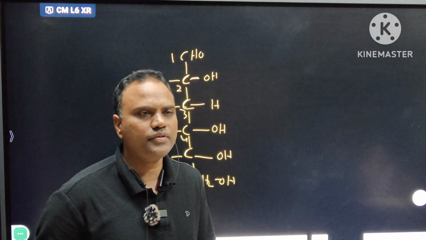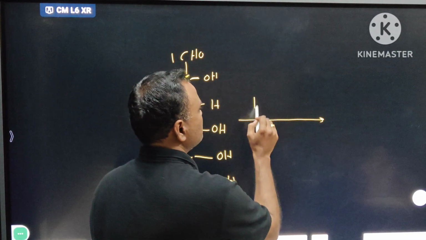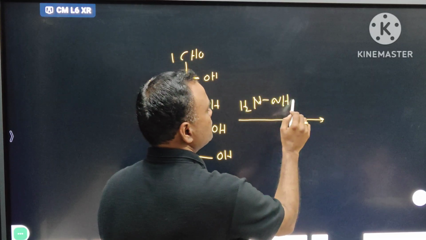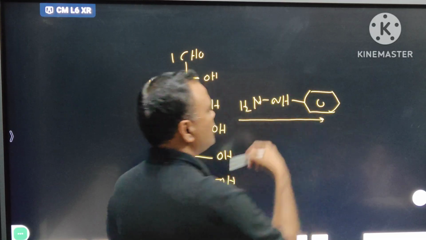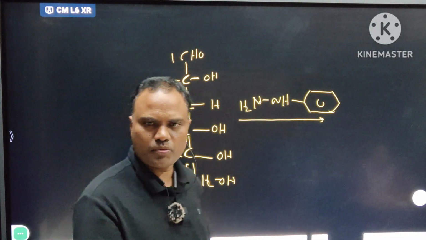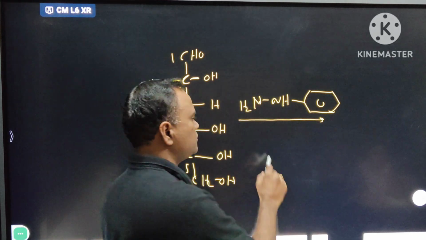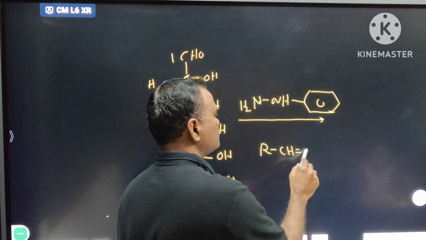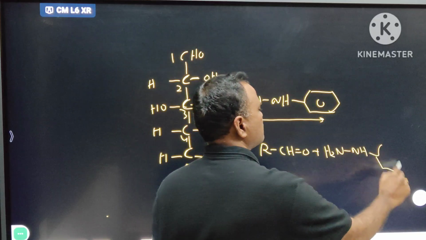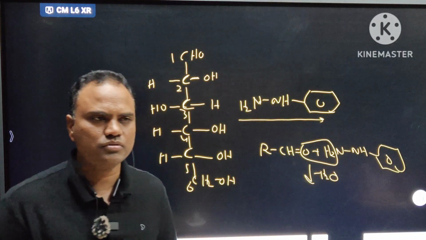Glucose reacts with how many molecules of phenylhydrazine? Very, very important question. Phenylhydrazine is NH2NHPh. What is the reaction in carbonyl compounds? Addition-elimination reactions. We did this in the carbonyl compounds chapter, with loss of H2O.